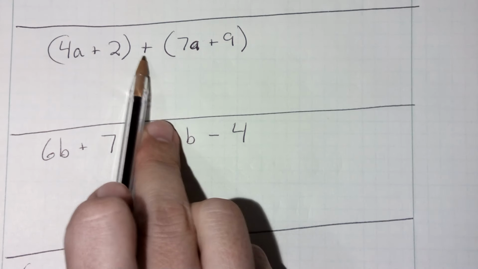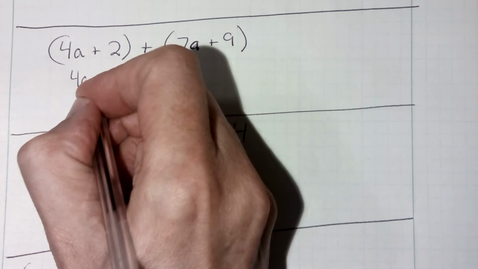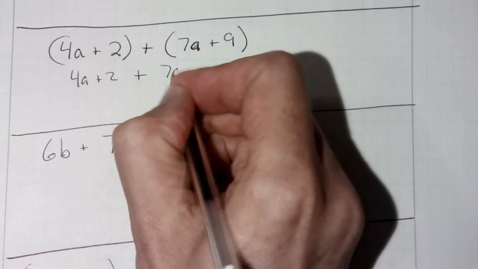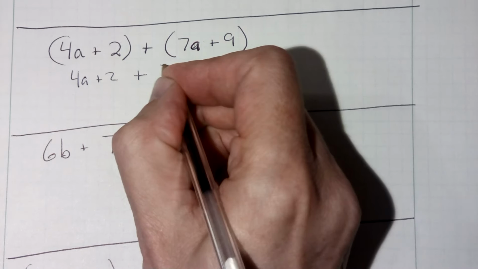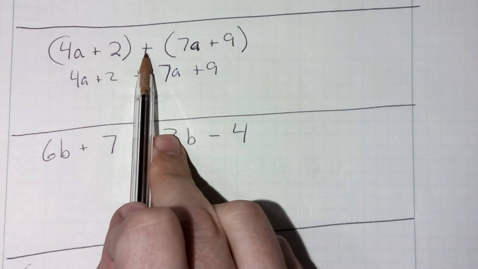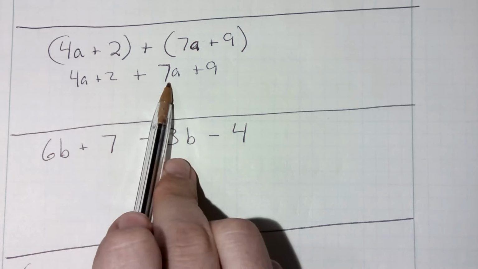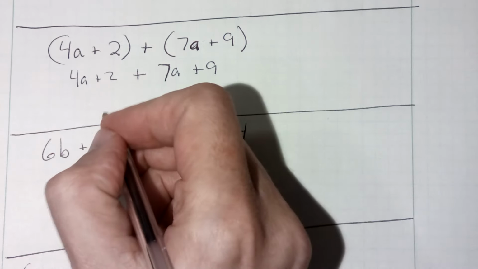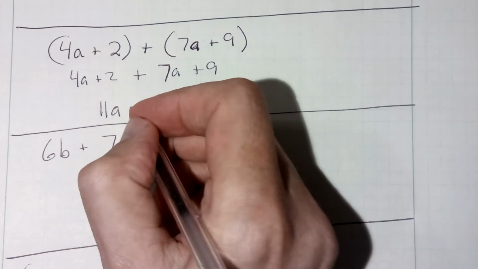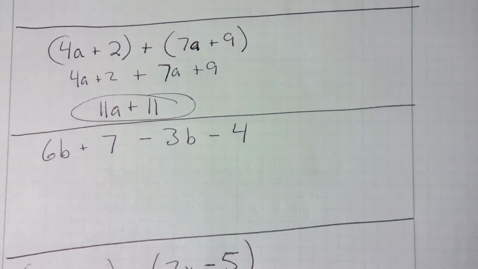Now, they might put those expressions in parentheses, but don't let the parentheses confuse you. What's nice is if it's a plus symbol, I can just remove the parentheses. I can just leave the 4a plus 2, and then I can go plus, and then just write the 7a plus 9. So I don't really need the parentheses if this is a plus in between them. So again, I group the 4a and the 7a, or 4a plus 7a would be 11a, and the 2 plus the 9 would be 11 as well. And we get 11a plus 11.